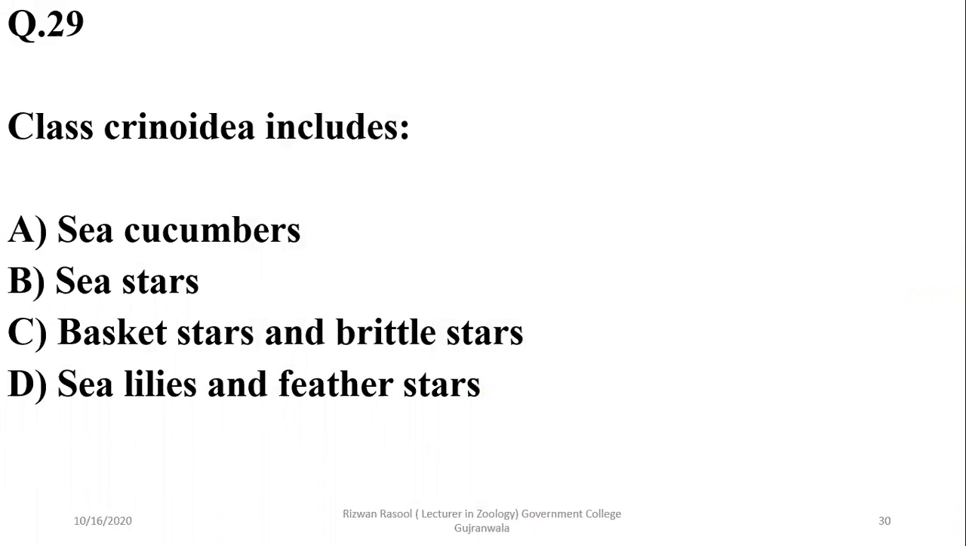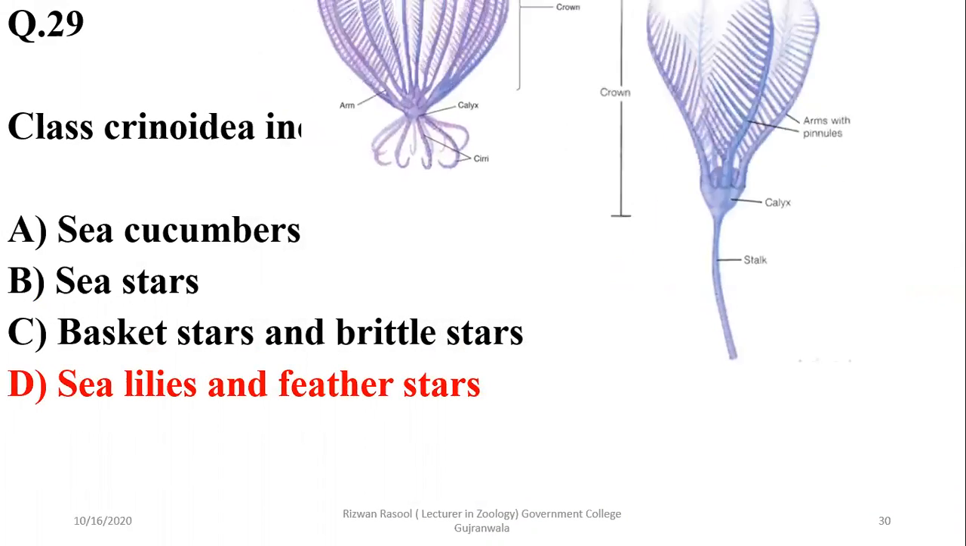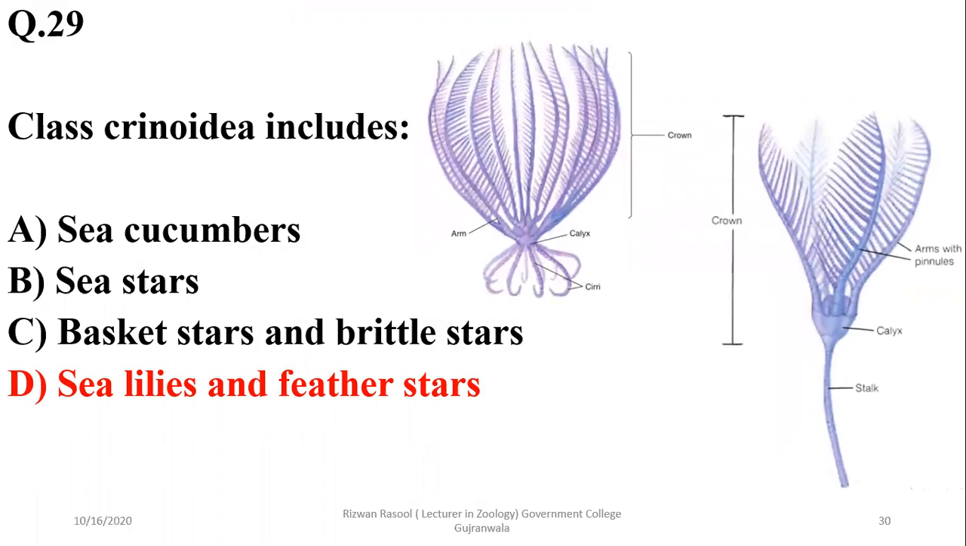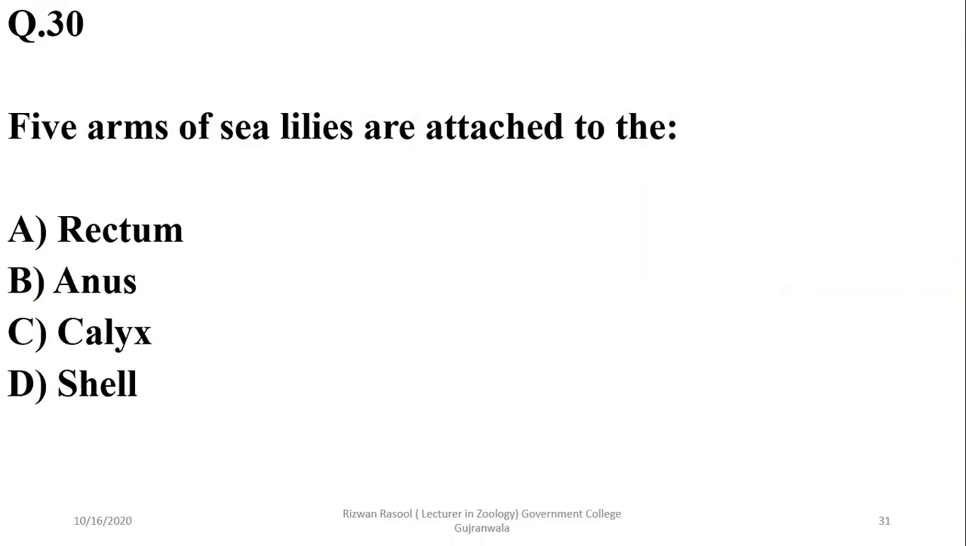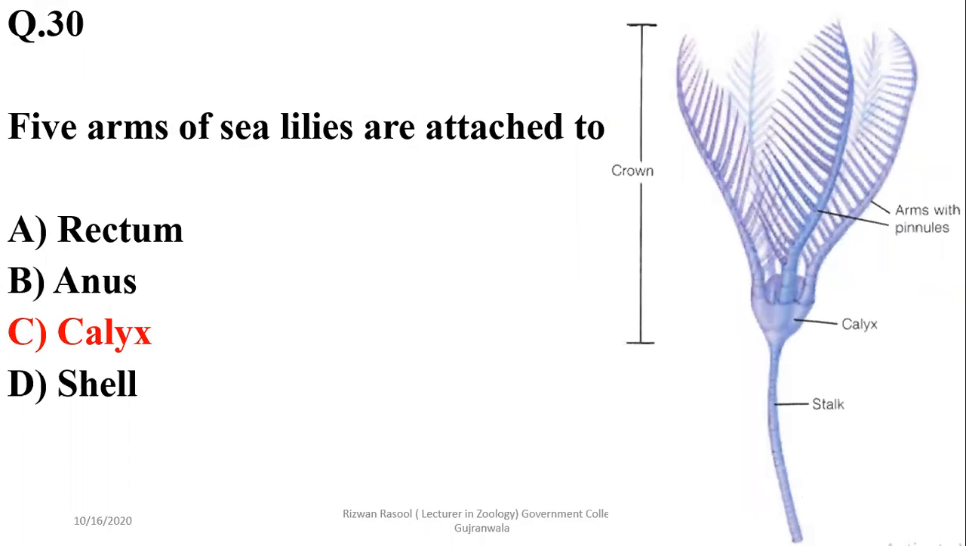Class Crinoidea includes sea lilies and feather stars, and it is a relatively small class having these two members. The 5 arms of sea lilies are attached, as you can see in this upcoming diagram as well, to the calyx part of the body. There is the sea lily, and the calyx is the portion where the 5 arms with pinnules are attached. So the right option will be Charlie.